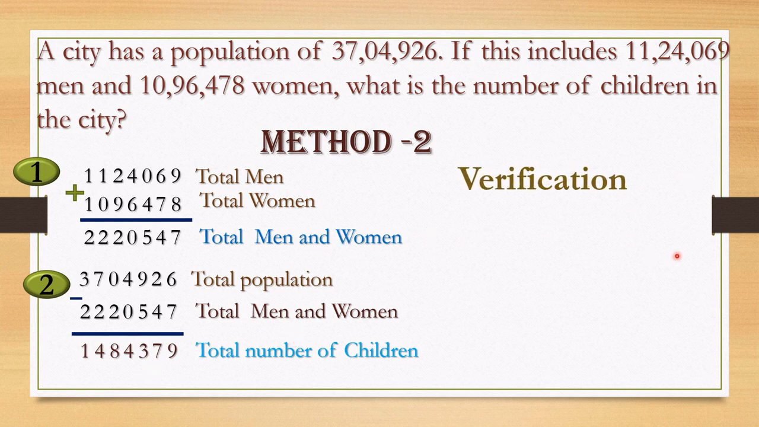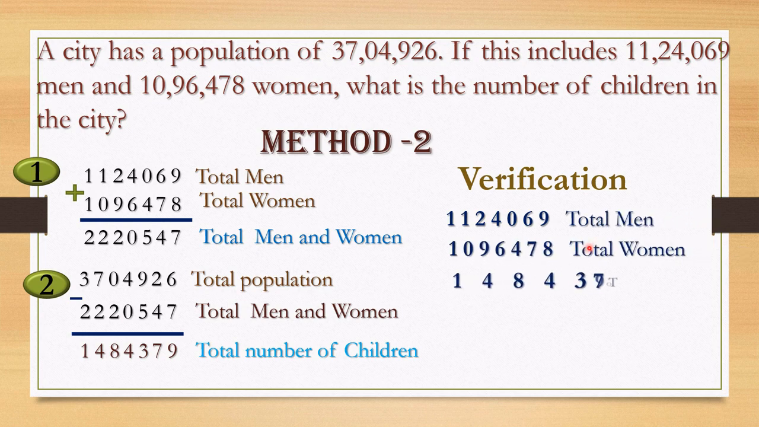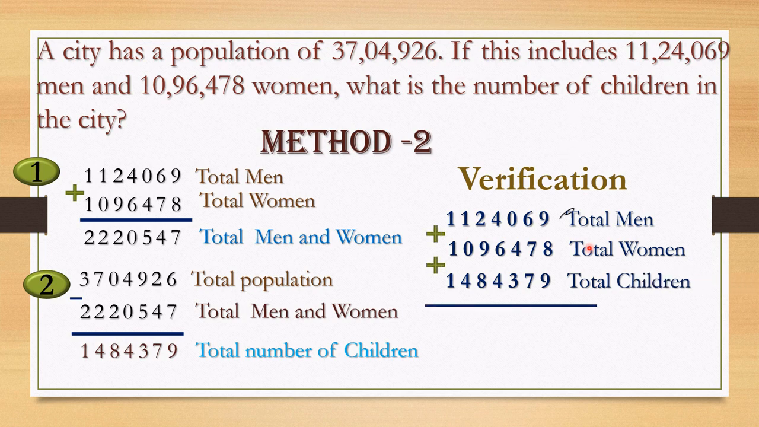Okay, here also we will do verification. Here also same verification we are going through. Total men, total women, total children. When we add these three, we will get the total population of that city. Okay, see this, 37,04,926, that is the total population of that city. Okay, whichever you feel easy, that you can use. For these children, I feel this method is easy compared to the first method.